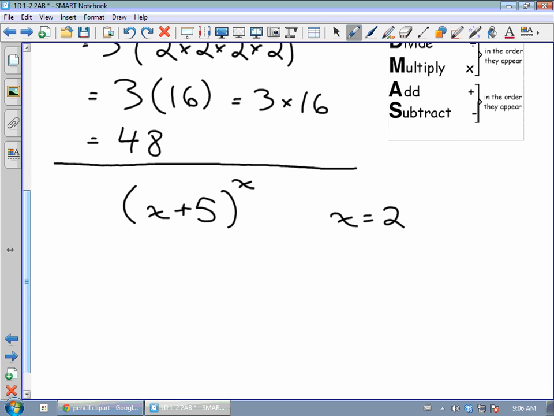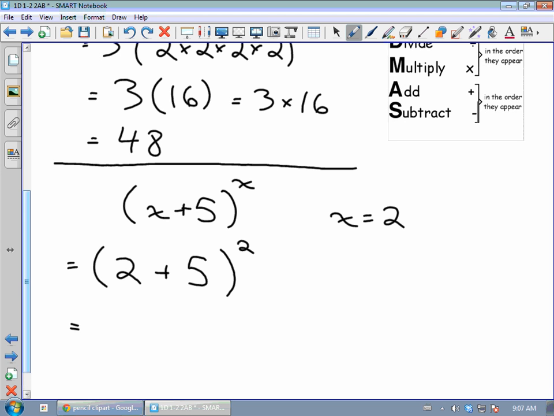So again, we want to do the same thing. We want to substitute and evaluate. First step, substitution. Everywhere we see an x, we are going to put a 2. So I'm going to keep those brackets. I know I've got a plus 5. And then everywhere I see an x, I'm going to put a 2. So we've done our substitution step.